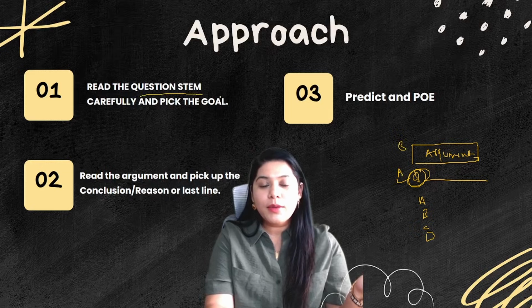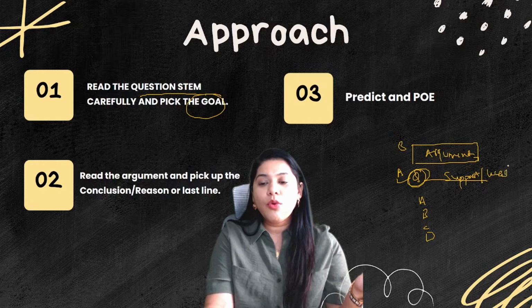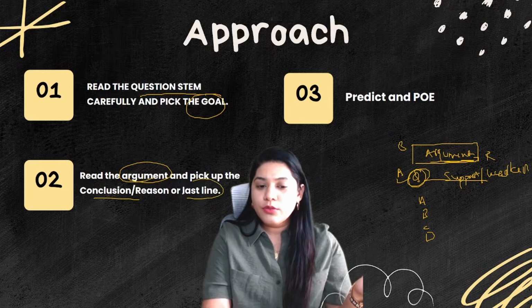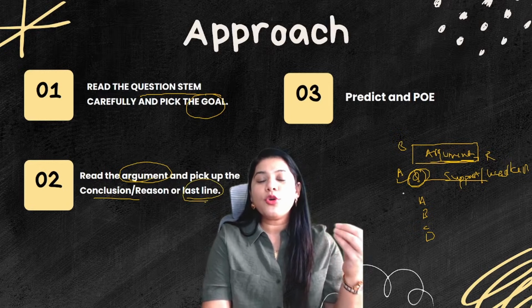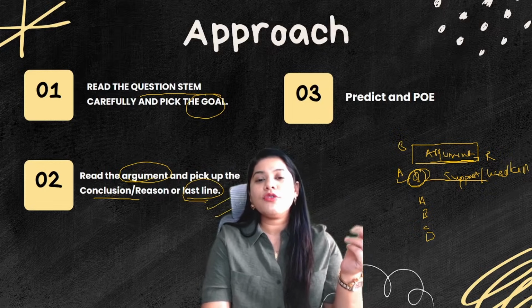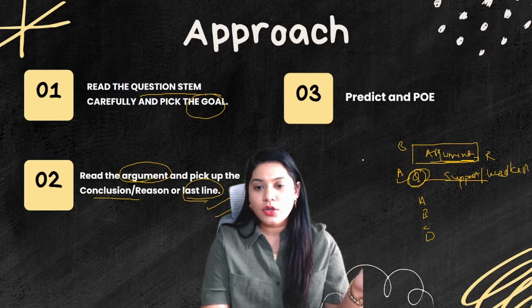So read the question stem and pick the goal. What is it I have to do? Do I have to support something? Do I have to oppose or weaken something? Read the argument carefully, pick up the conclusion, that is generally the last line, or maybe the reason, right? Because if you have to support, you have to support the conclusion or the reason, whichever is given. So the last line is crucial for 99% of the critical reasoning questions.